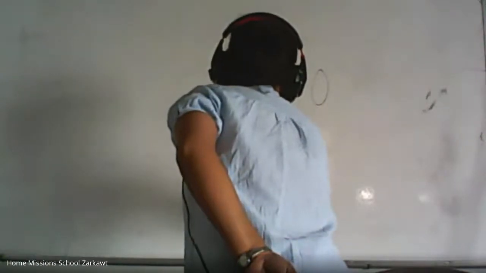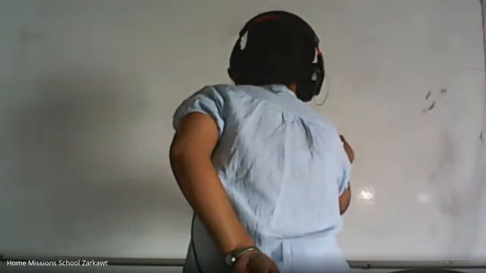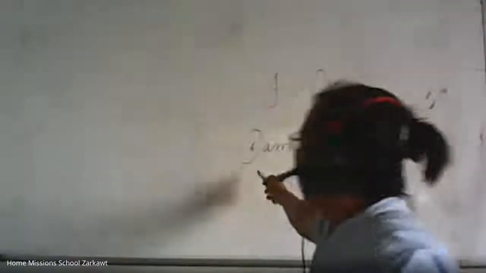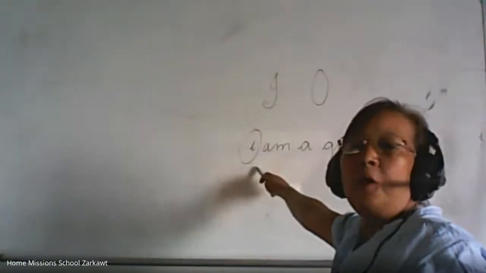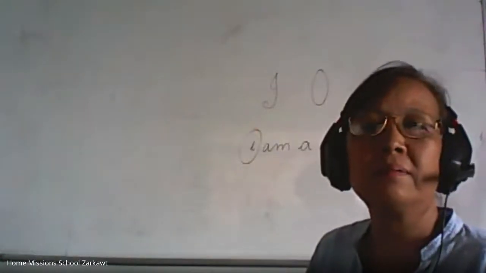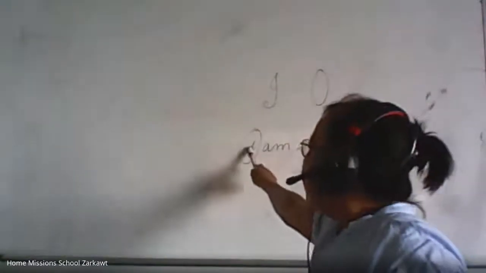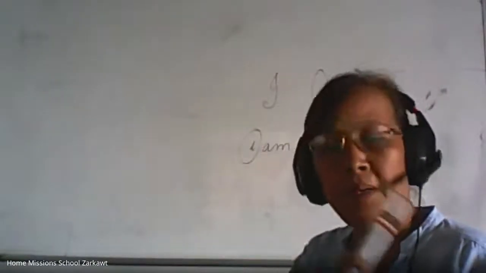Many of the students, you know, they make mistake. They take small i. I am a girl. When you write this I in small letter, you will get a big X. Whenever you write this I alone, it should be capital letter.